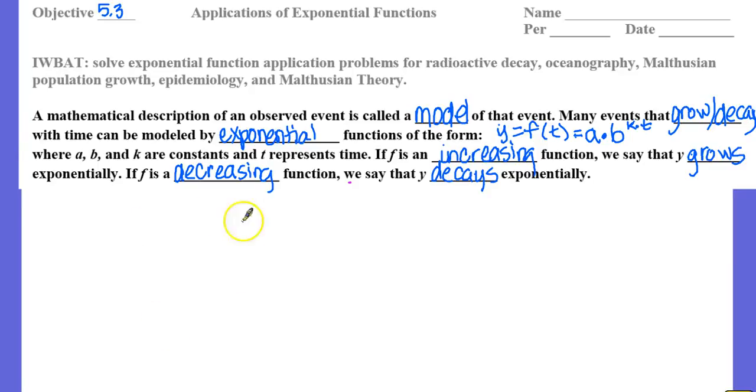We still will be looking at the equation y is equal to a times b raised to the kt. Okay, where a is an initial value, b is representing how the initial value grows, k is some constant, and t represents time.